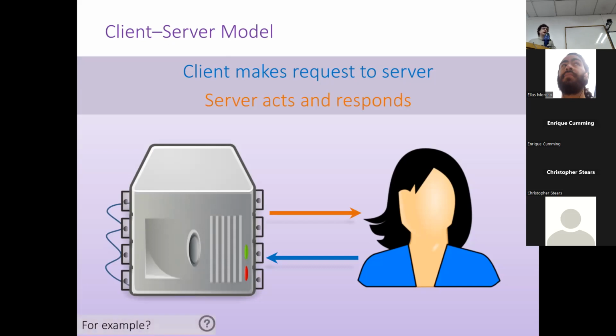Any examples of client-server model? So the web, for example, we have web servers, we have clients which are like browsers or whatever. Email, yeah. Banks, Dropbox. Yeah. Some examples of client-server type interaction.